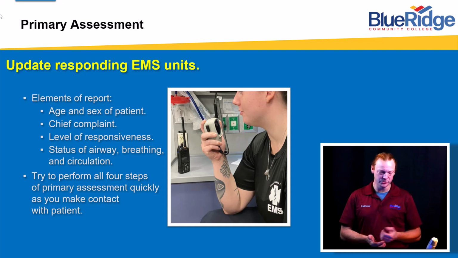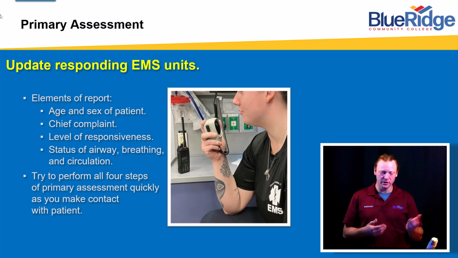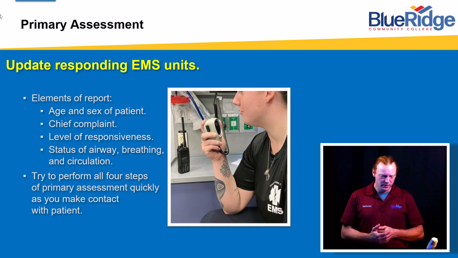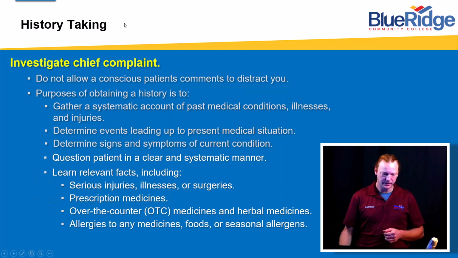Some of the things that we should include: the age and sex of the patient, their chief complaint, level of responsiveness, airway status, breathing, and circulation. Try to perform all 4 of these steps of the primary assessment quickly and decisively. We don't want to fill it with a bunch of extra talk and information that's really not pertinent. That can wait until later. Don't allow a conscious patient's comments to distract you.